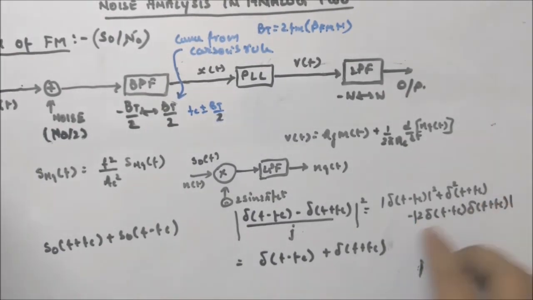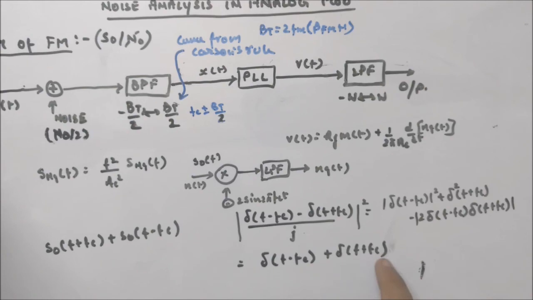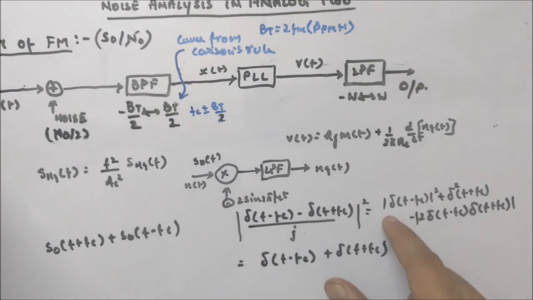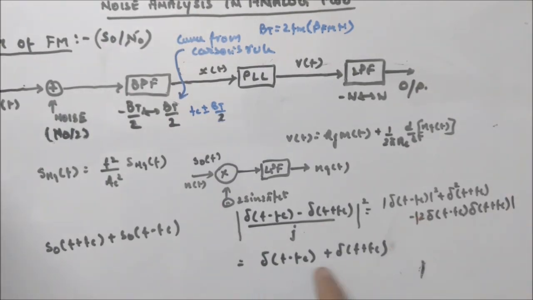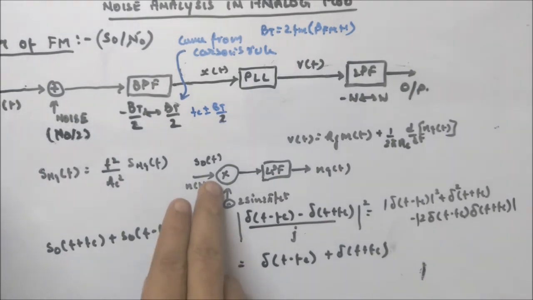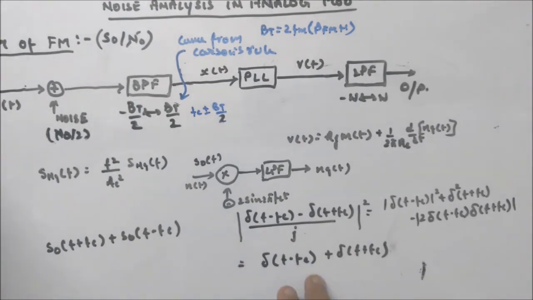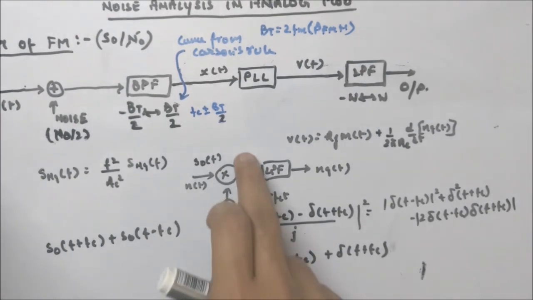So this cross term will be 0, and the square and mod will go inside and will not affect it. We will be getting delta(f minus fc) plus delta(f plus fc). Squaring and taking the mod will not change the frequency range. This mod square will come like this and this mod square will come like this. Since you are multiplying in the time domain, in the frequency domain it will convolve, and what you will get is Sn(f plus fc) plus Sn(f minus fc) here.